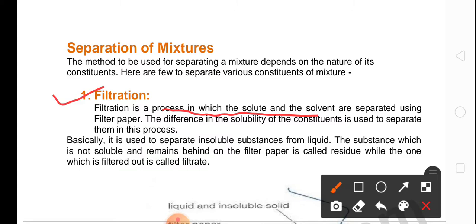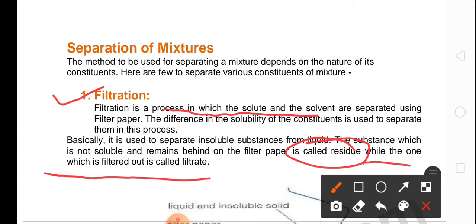The substance which is not soluble and remains behind on the filter paper is called residue, while the one which is filtered out is called filtrate. Keep in mind, if we take one glass of water, add some amount of sand, and stir it with the help of a glass rod, then we get the solution.